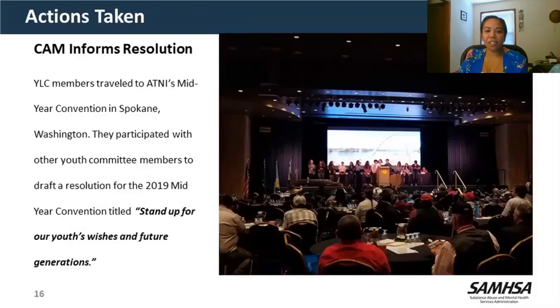And so this picture is from ATNI, which is the Affiliated Tribes of Northwest Indians. So it's a room full of tribal leaders at the convention in Spokane, Washington, the mid-year in 2019, where they had passed that resolution right there on the floor of the General Assembly.